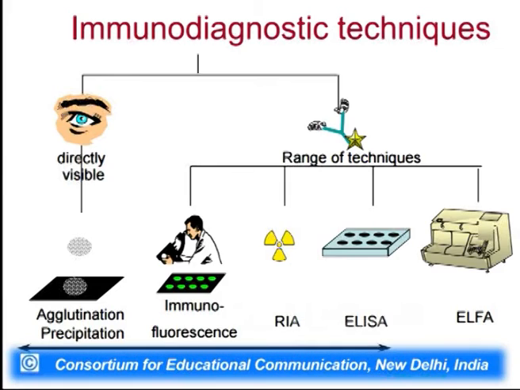So when I look at a cartoon, what do I see? That this is a diagnostic method. So I say immunodiagnostic techniques, where it is directly visible. That means it could be a precipitation reaction, it could be agglutination, or I have a range of other techniques which tell me how to detect by immunofluorescence, by radioimmunoassay, ELISA, which is an enzyme-linked immunoassay, or by flow cytometry, chemiluminescence, etc.